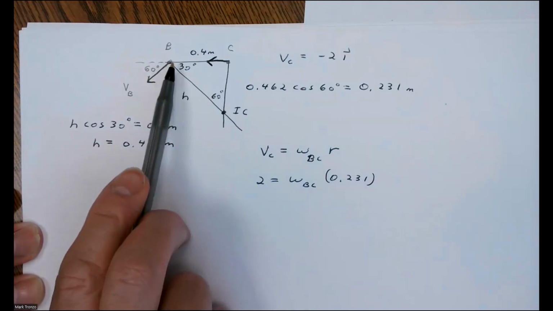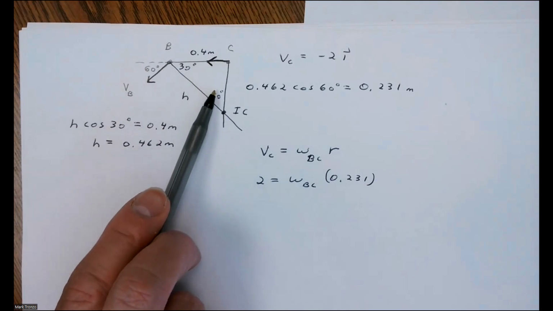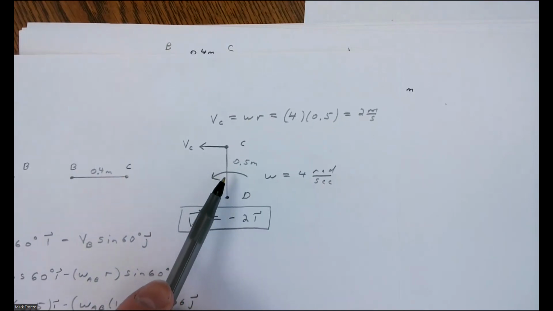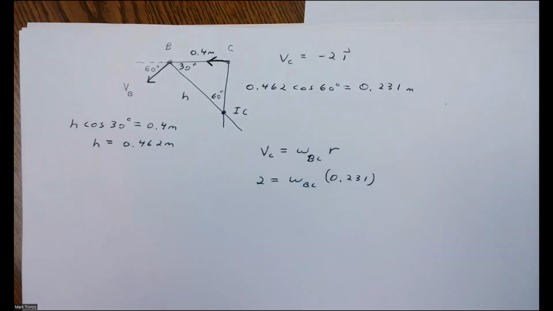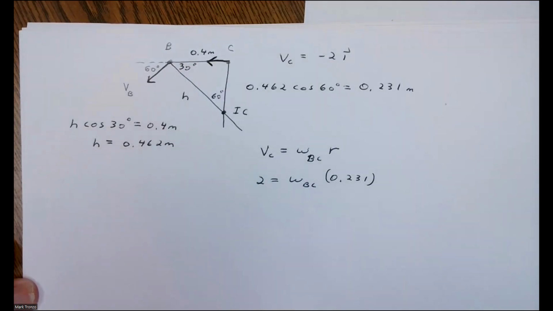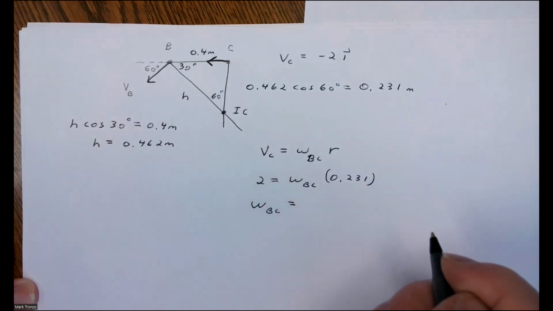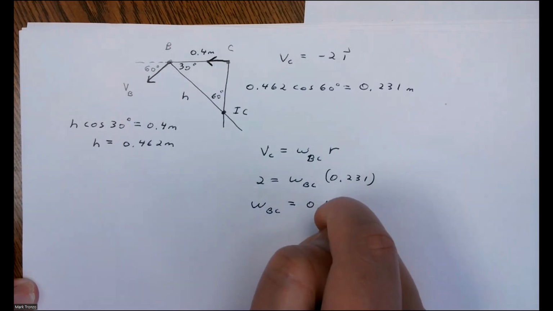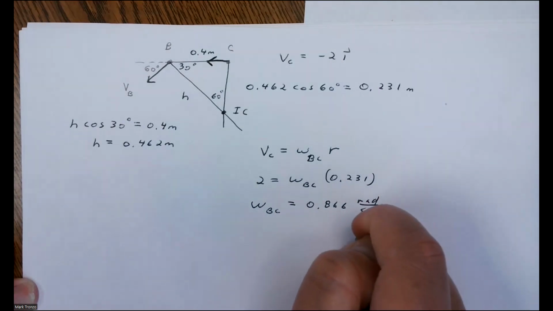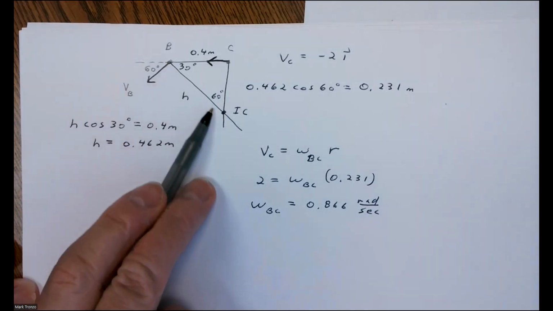Remember, now that we're working on BC, it didn't matter what the original radius out to C was. Remember, before, the radius from C to D was 0.5. Now, that doesn't come into play at all, because we're working specifically with the part BC. And then omega BC is equal to 0.866 radians per second.